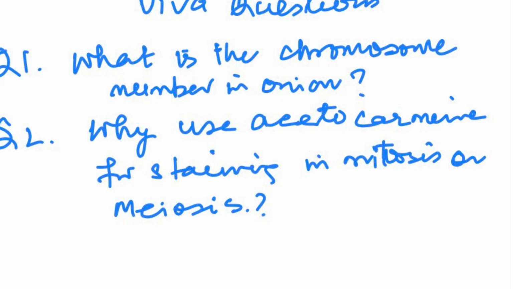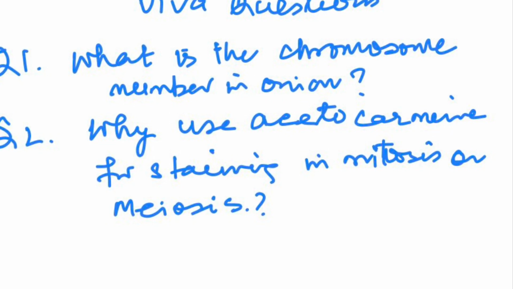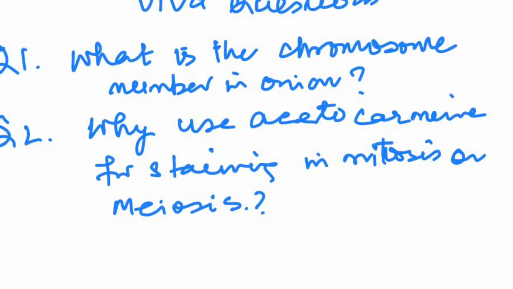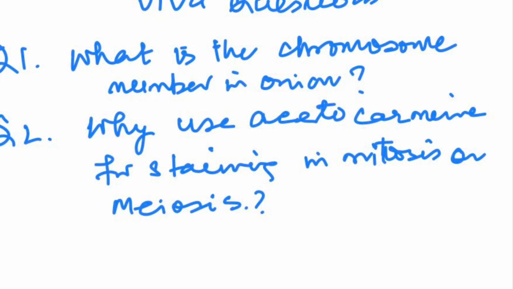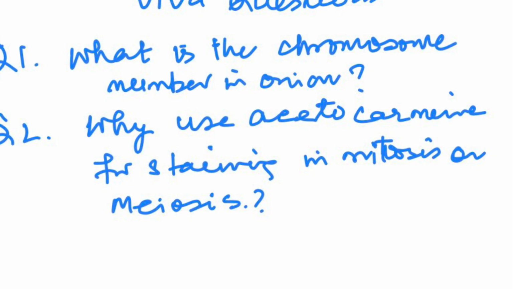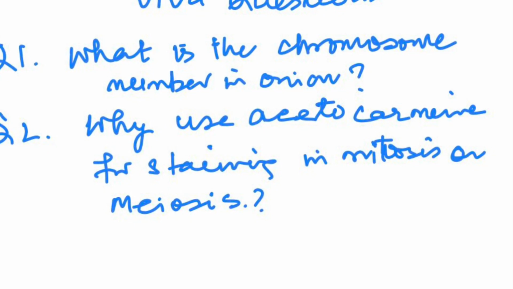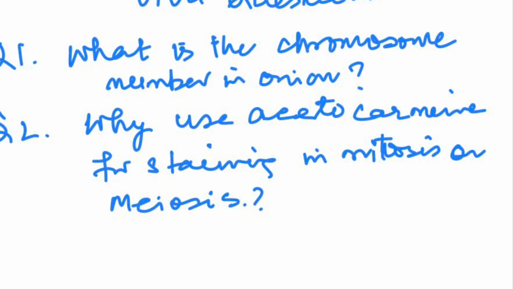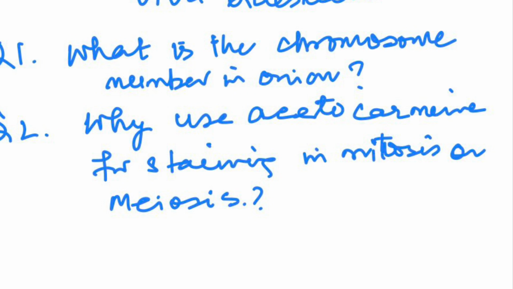The other questions will be related to staining: why do you use acetocarmine for staining in mitosis and meiosis? You can always answer that acetocarmine is a non-specific nuclear stain. So it will stain the nuclear region and it will show you the chromosomal region easily. So you use acetocarmine for that.